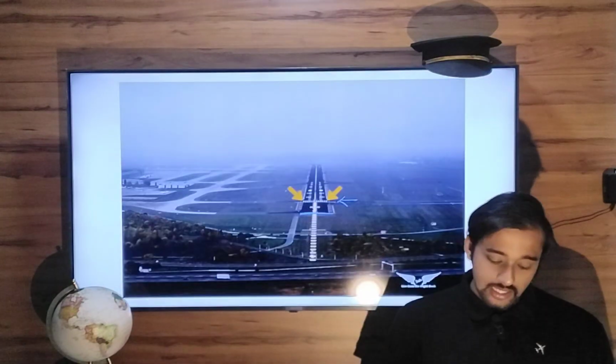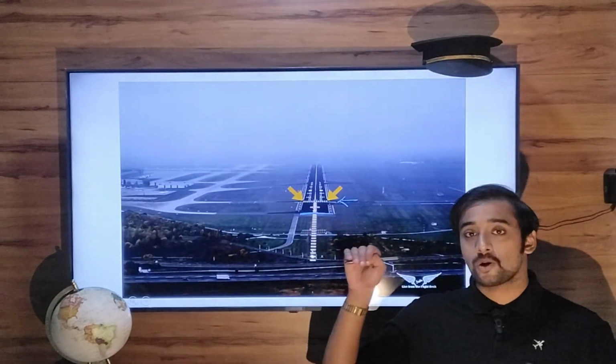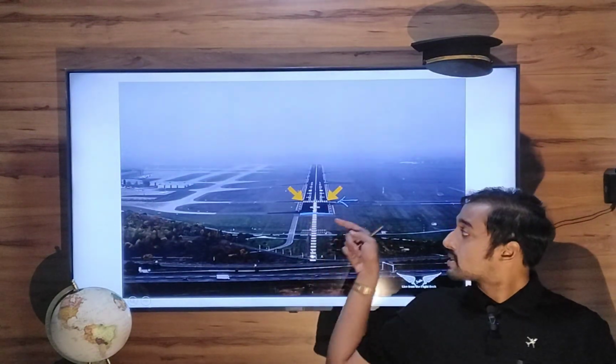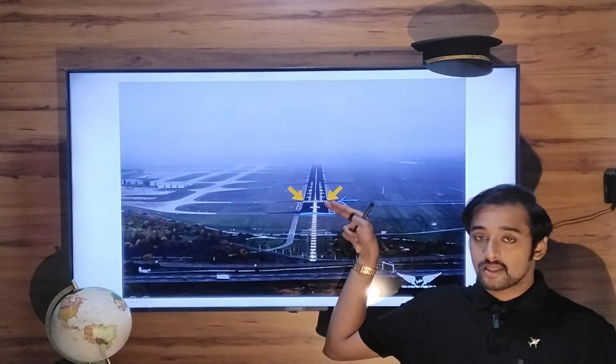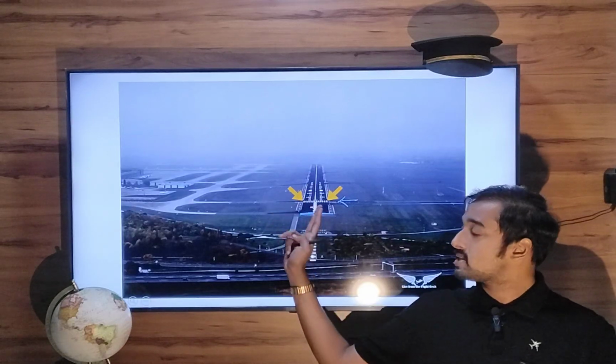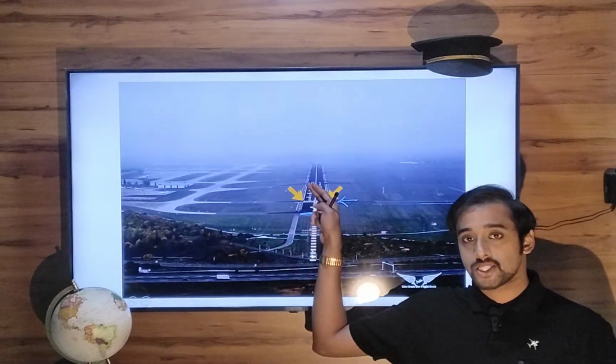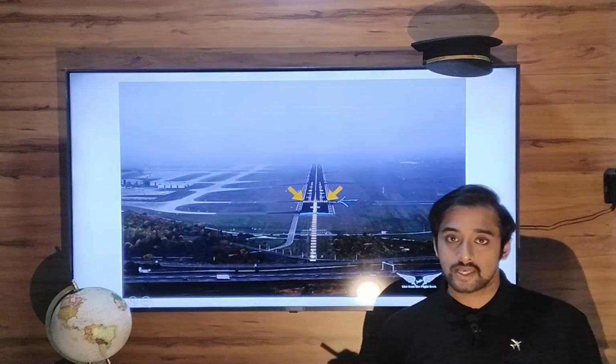By looking at these red lights, the pilot on his approach path will come to know that he doesn't have to land on this portion of the runway. The runway starts beyond this displaced threshold. Beyond this displaced threshold is where he will touch down his aircraft.